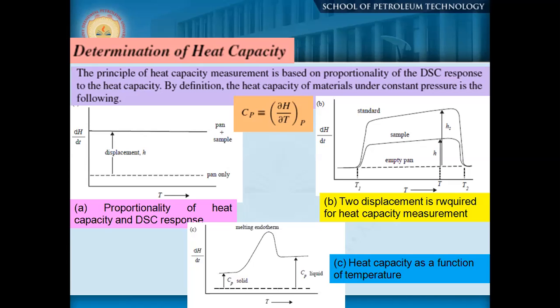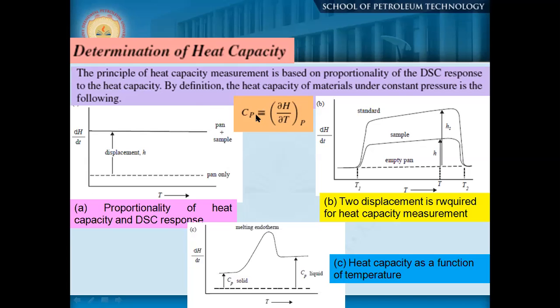Now, if you just see here the determination of heat capacity, T means we are increasing the temperature, heating, and this is dH/dt, that means with time. This is the pan only, and this is the pan and sample, so you have an equal displacement. The principle of heat capacity measurement is based on the proportionality of the DSC response to the heat capacity. By definition, the heat capacity of a material under constant pressure is the following.